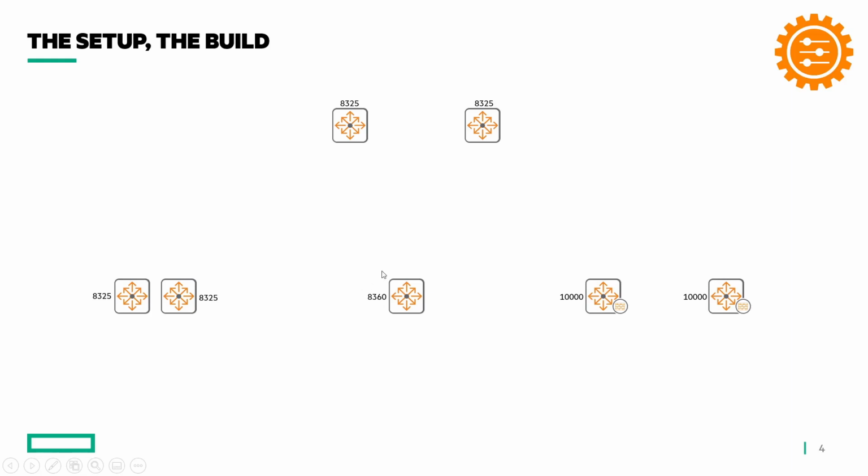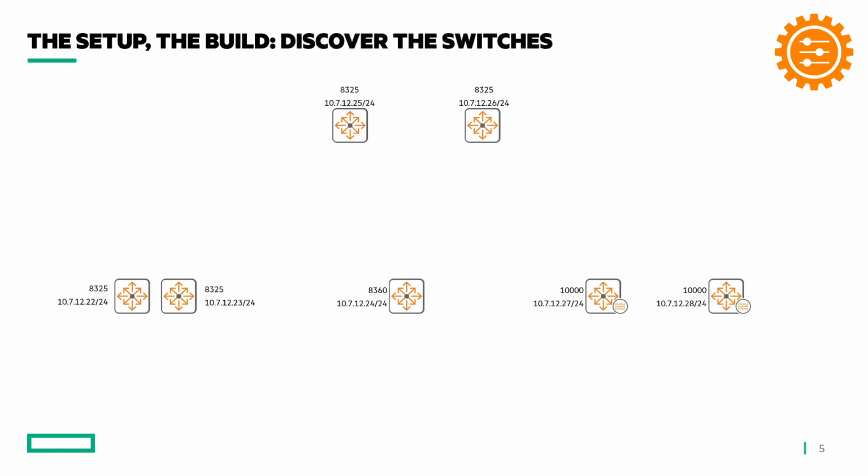I've got an 8360 here, which is a standalone leaf switch. This switch connects to another 8300 series switch that connects to the outside world. So really this would be the border switch, the border leaf switch. And then we have our two 10,000 switches here, the two 10Ks, which will also act as leaf switches. And so let's start by discovering the switches.